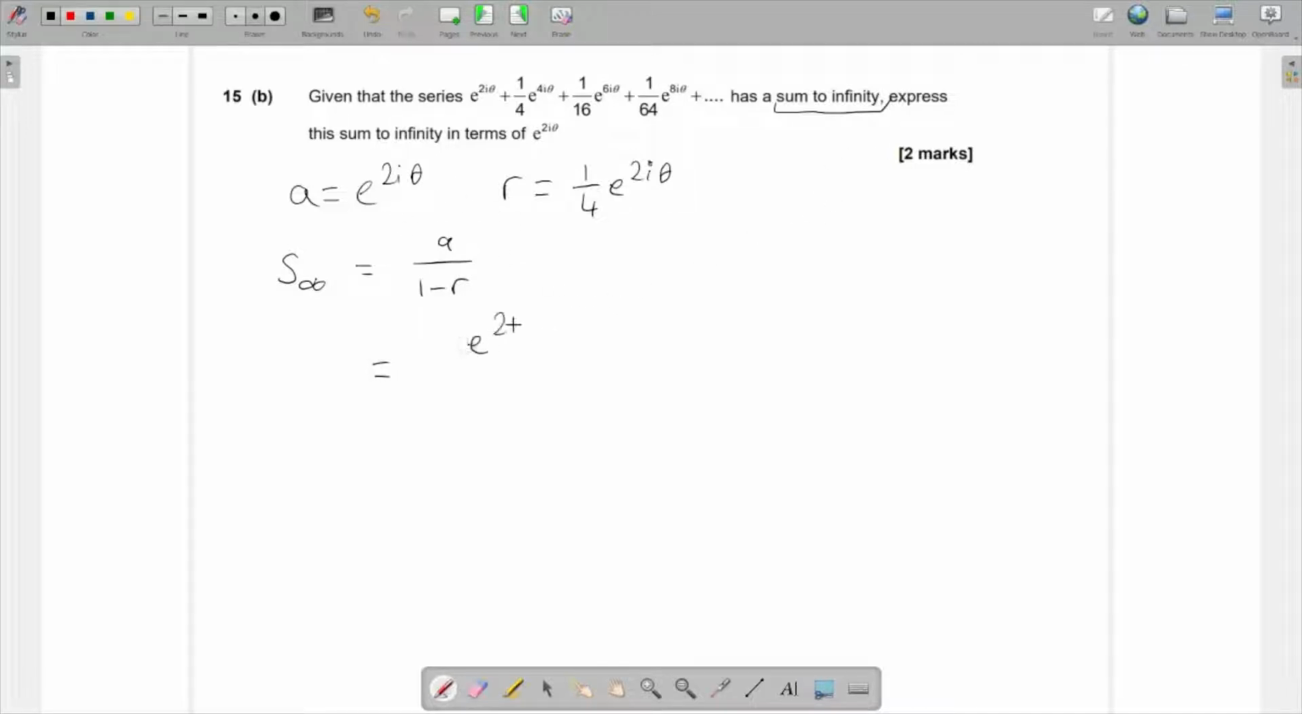So the final answer should be e to the 2i theta over 1 minus a quarter e to the 2i theta. Now you can try and simplify this if you want to, but I wouldn't recommend it. You'll see in the next couple questions why, but it doesn't tell you to simplify in any way, so just leave it as it is. We've answered the question.